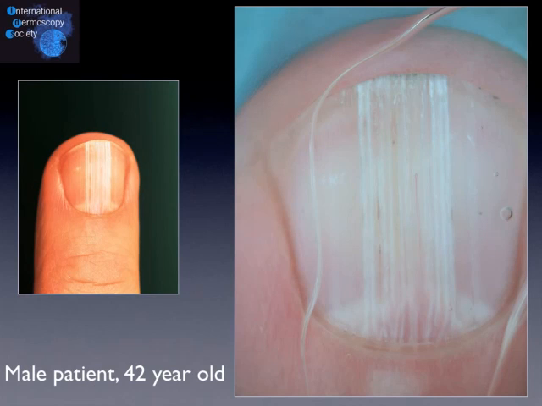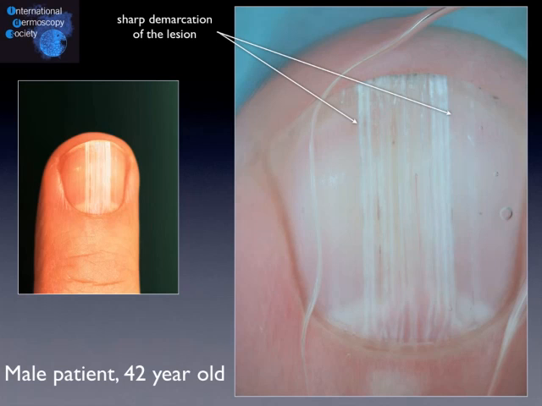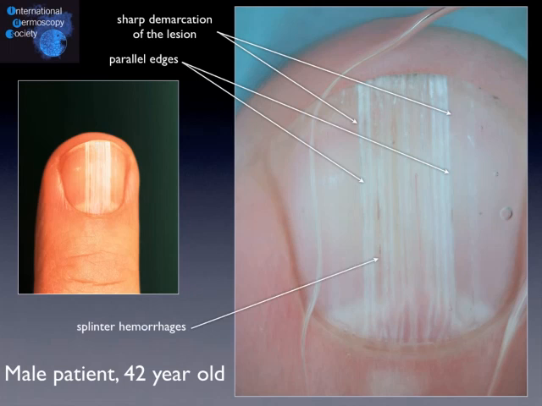Let's comment on this case. We have a sharp demarcation of the lesion and a very sharp limit between the involved part of the nail plate and the uninvolved part of the nail plate. Moreover, we see that the edges of the lesion are very parallel and very regular. Some splinter hemorrhages are present, and everything here is in favor of an epithelial tumor of the nail matrix.